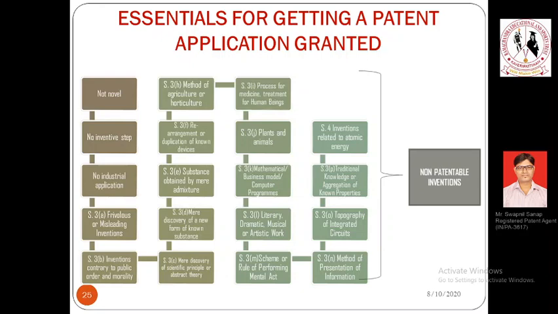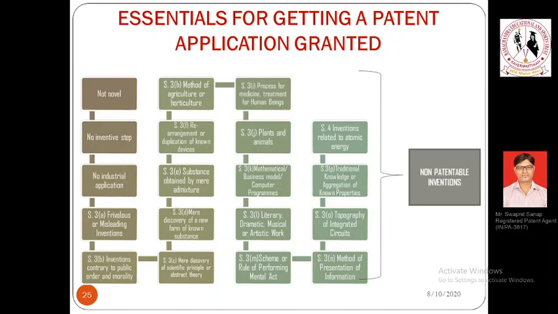Scheme or rule of performing a mental act. For example, an act of playing chess or playing a Mario game cannot be patented because it is not an invention. It is somebody's mental activities or his thoughts that have helped him to play the games, and thus Section 3M is not patentable according to it.